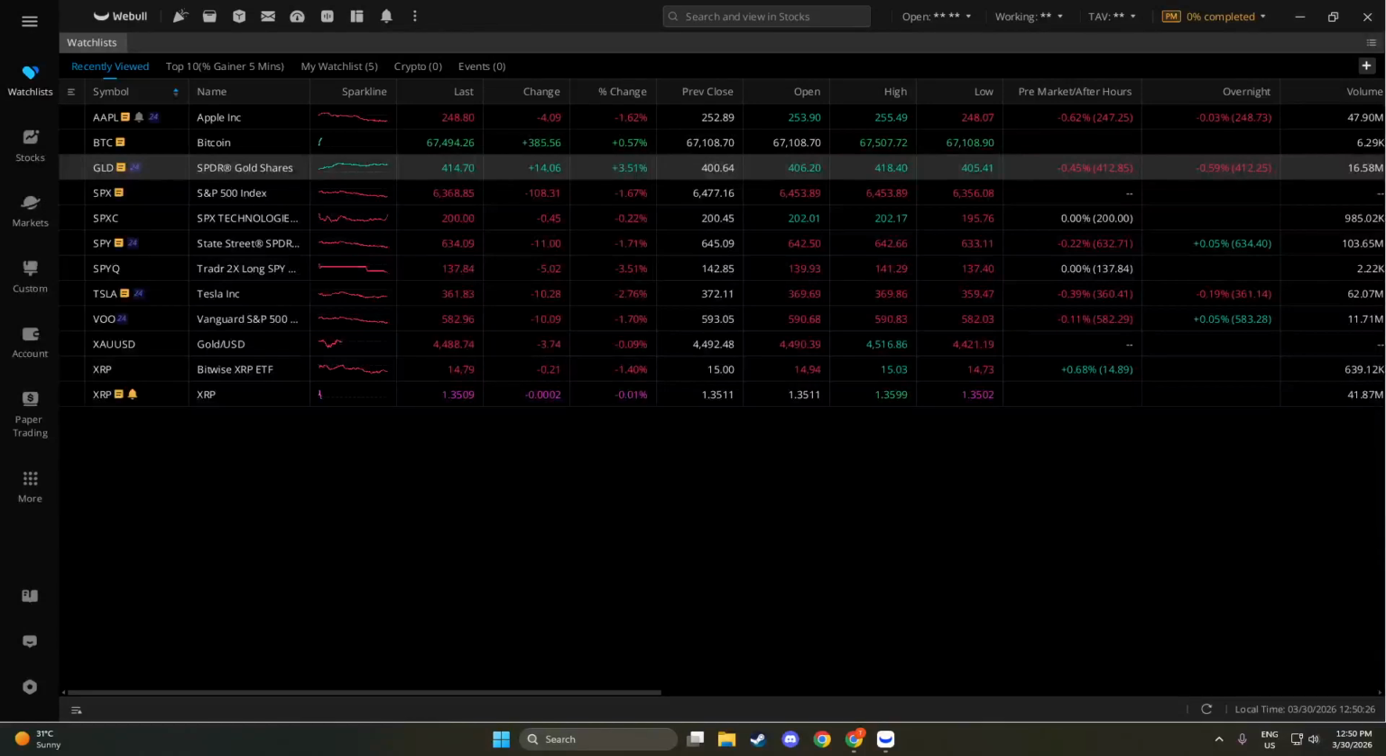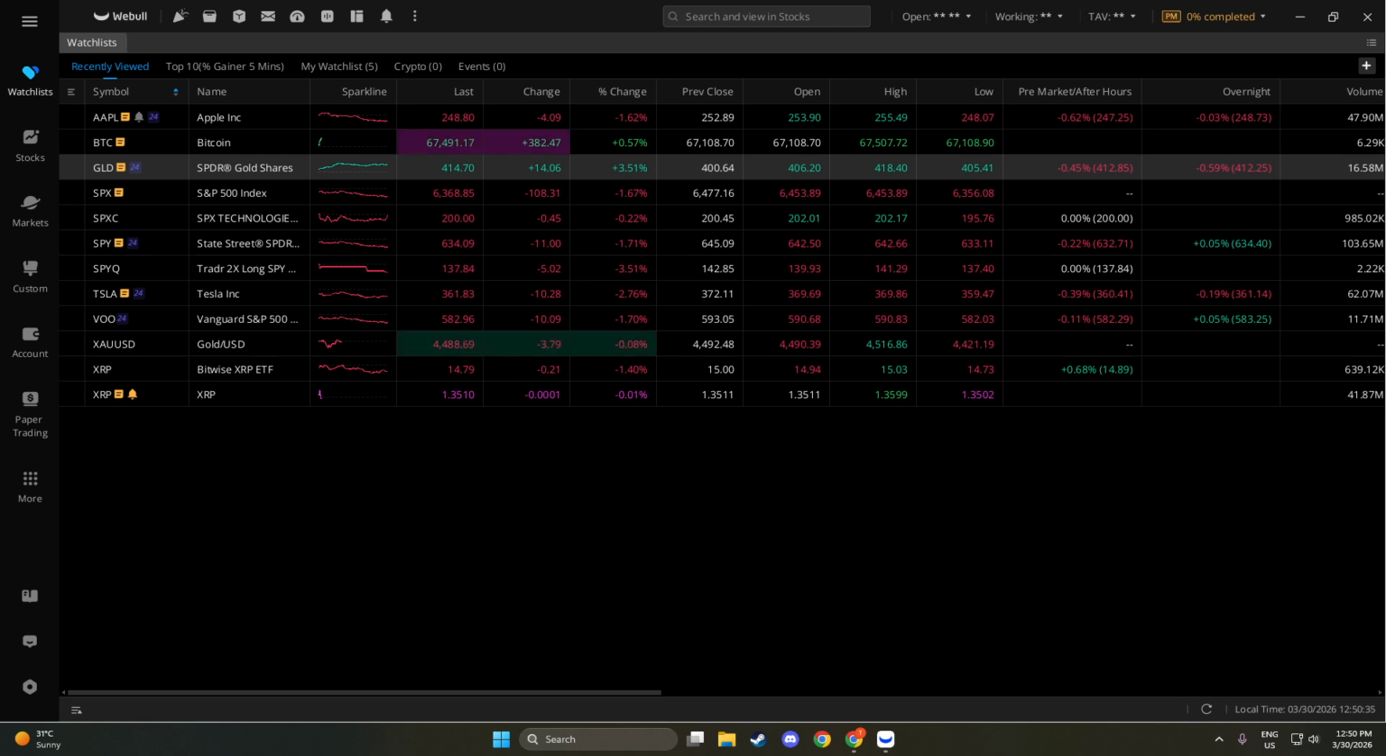In today's video, I'm going to teach you how to set up stop loss in Webull. By the end, you'll know exactly how to place a basic stop order on Webull desktop using a paper trading account, so you can practice safely before using real money.